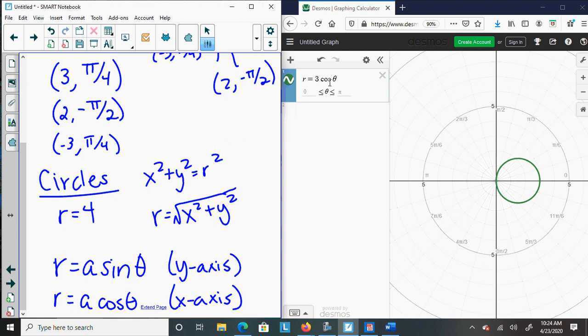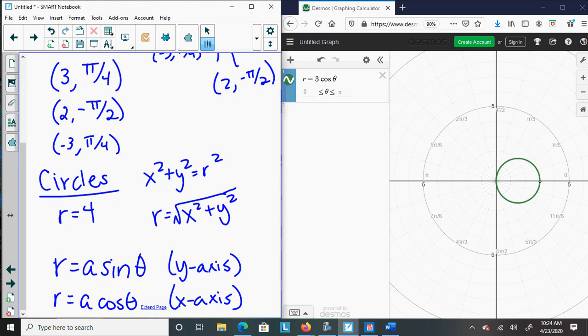So if I wanted to figure out what this looked like without having a computer, I would just pick some angle measures. I would start at 0 degrees. If I plug that in, cosine of 0 is 1, and then 1 times 3 is 3. So at 0 degrees, I would plot the point 3.